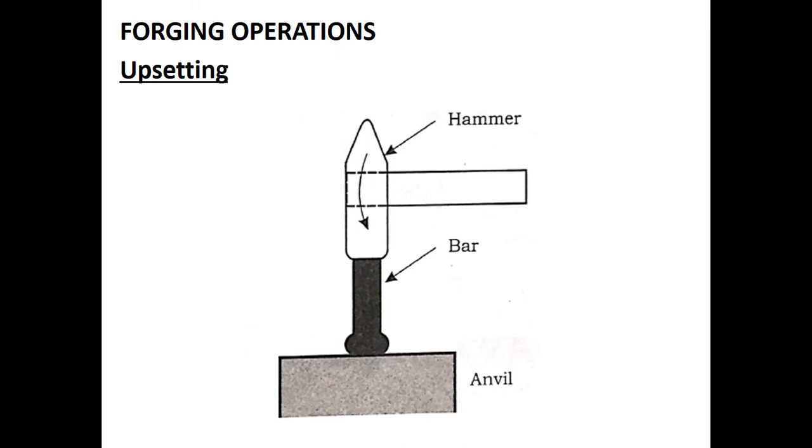You can see the anvil, you can see the bar, whose cross-section we are going to increase and whose length we are going to reduce with the help of a hammer applying the compressive load. So this is called the upsetting operation. Sometimes this is also known as jumping or heading.